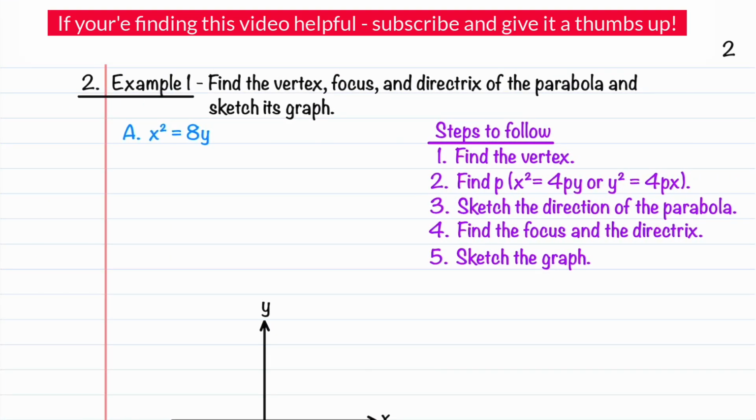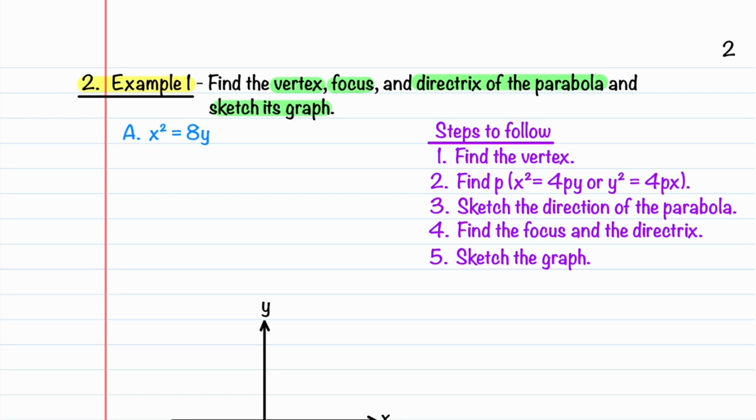Let's now walk through some examples. In this example, we are going to find the vertex, focus, and directrix of the parabola, and then we're going to sketch its graph. In part A, we're given the equation x squared is equal to 8y. To make things easier, I've written down 5 steps that we can follow, and we'll go through these as we walk through our example. The first thing that we're going to do is find the vertex.